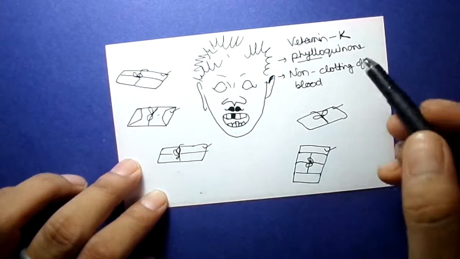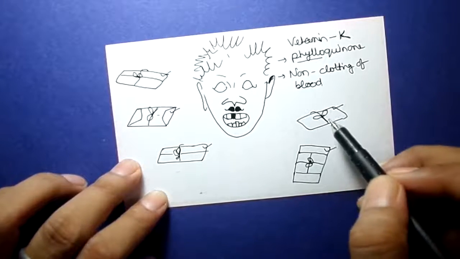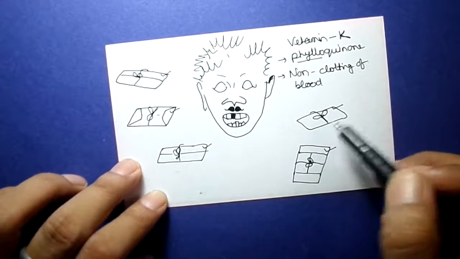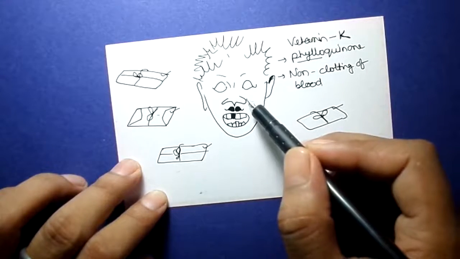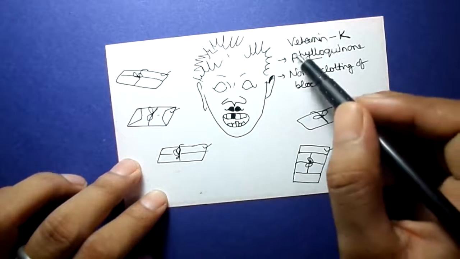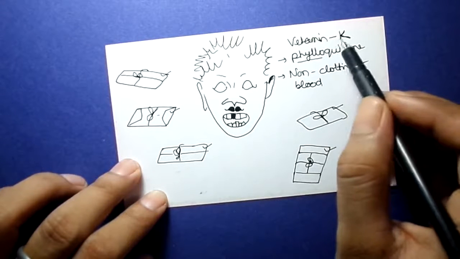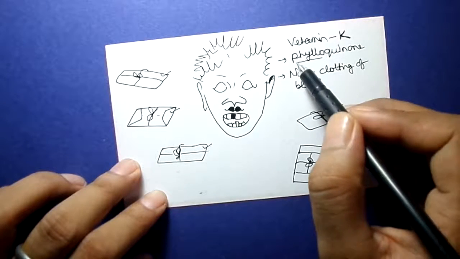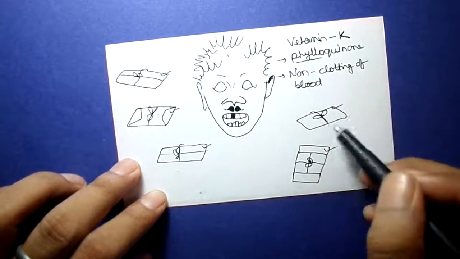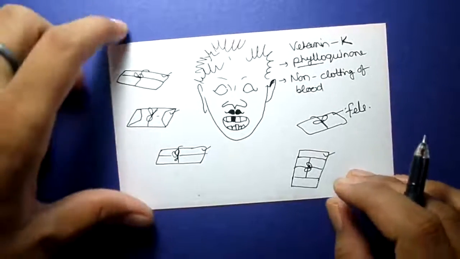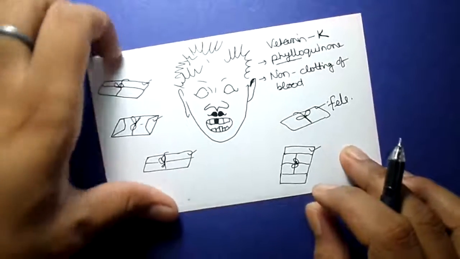So we are using the mnemonic files for phylloquinone, and the person was eating all the files for vitamin K. The name of vitamin K is phylloquinone, and we are memorizing it with the help of the mnemonic file. Let's move on to the next.